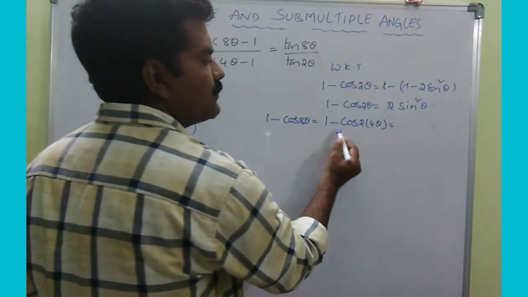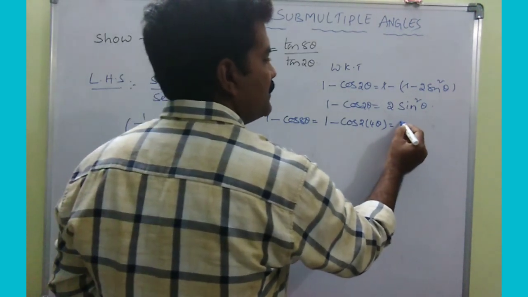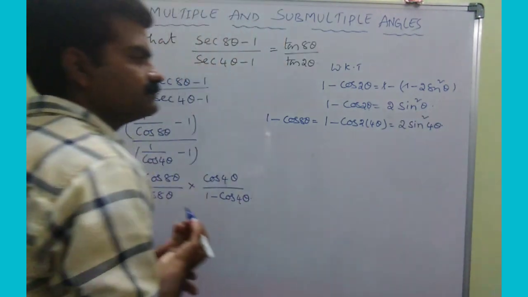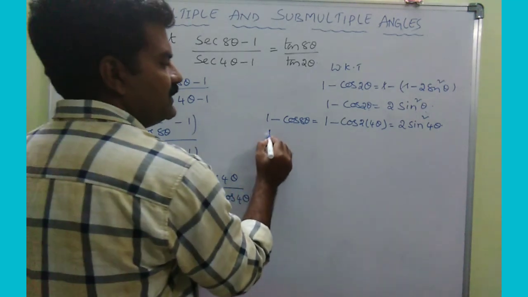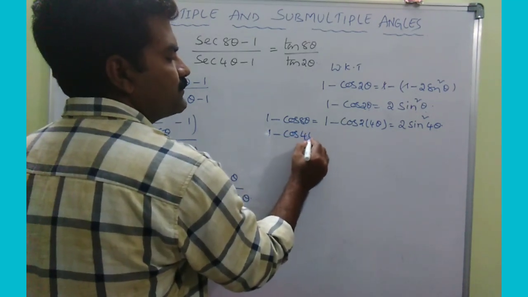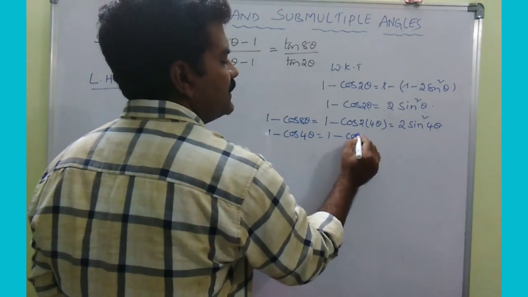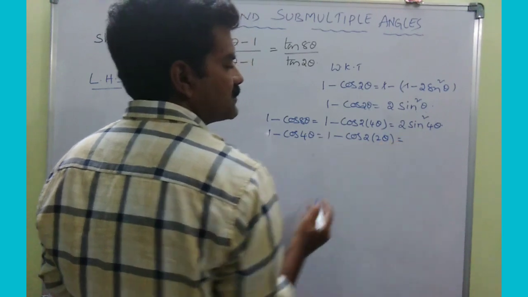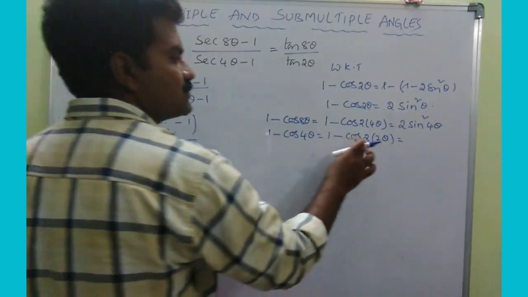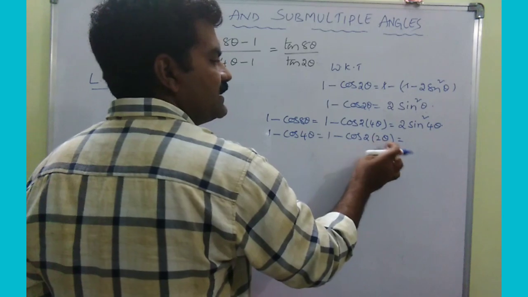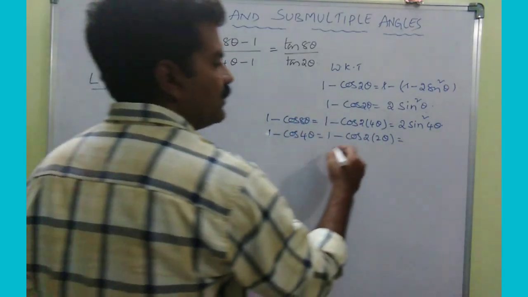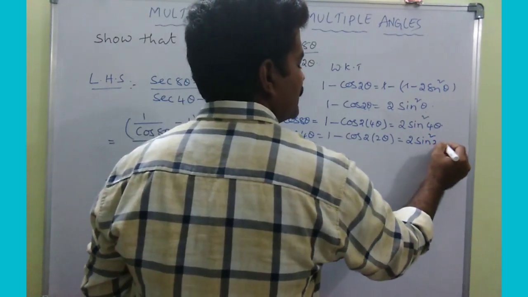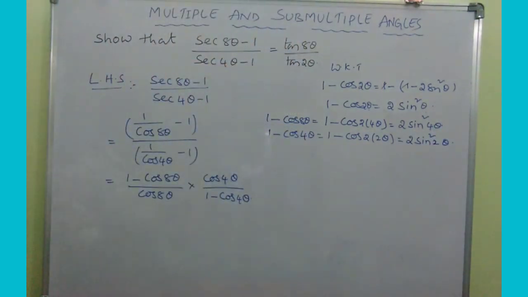Now can you tell me, 1 minus cos 2 into 4 theta can be written as 2 sine square 4 theta, isn't it? Similarly 1 minus cos 4 theta, I can write as 1 minus cos 2 into 2 theta. So this is also just like 1 minus cos 2 theta, where theta is nothing but 2 theta here. So how can we write this one? It can be written as 2 sine square 2 theta, right?